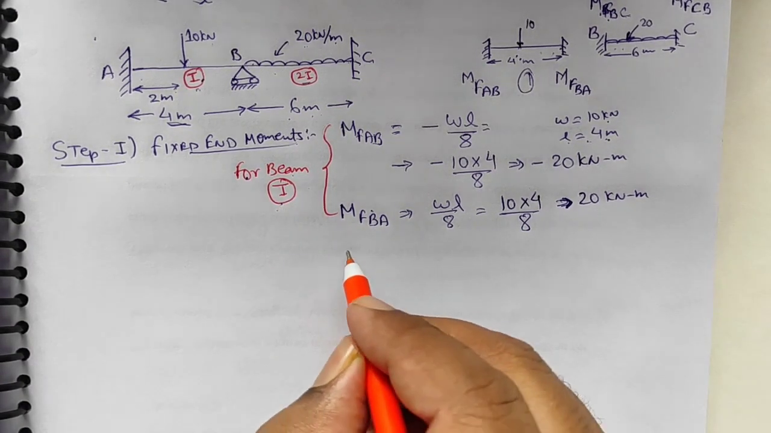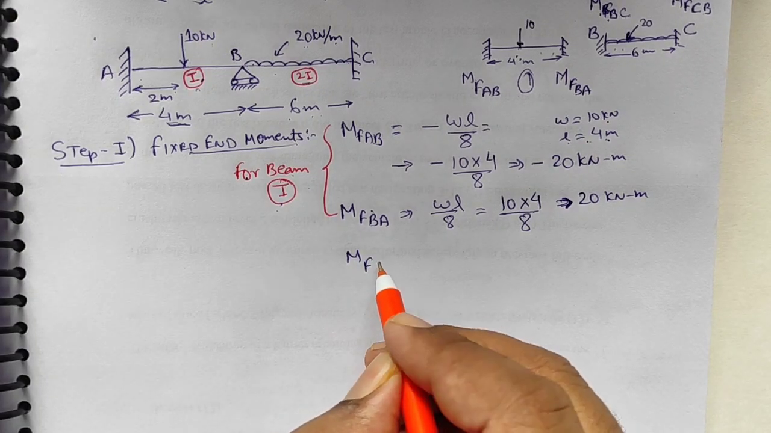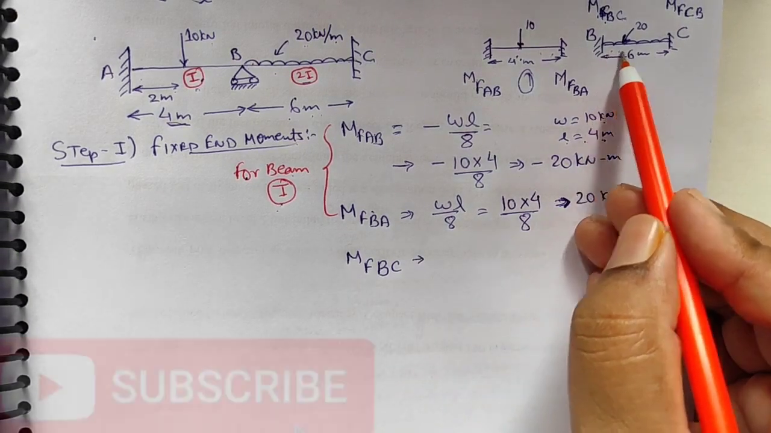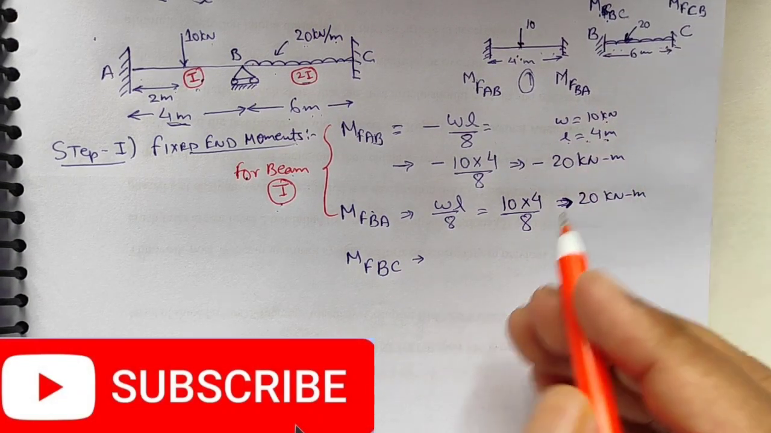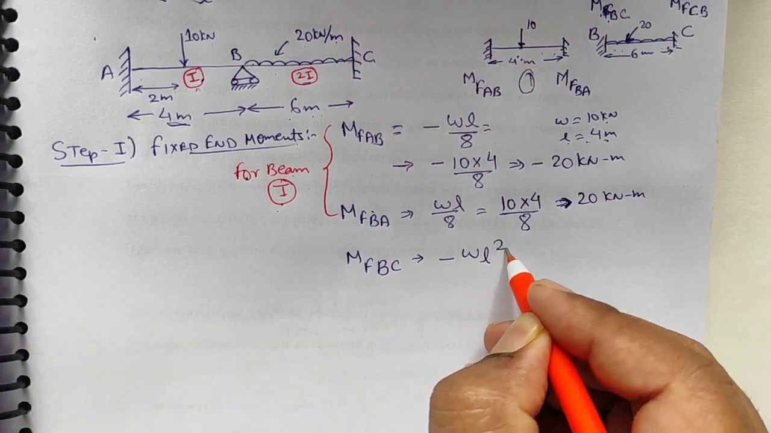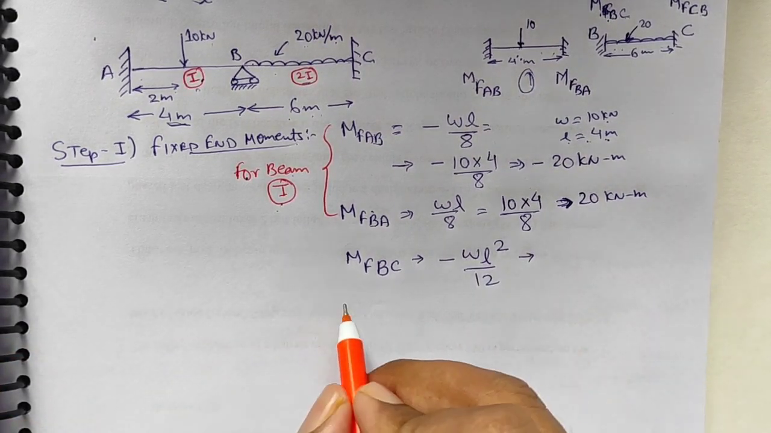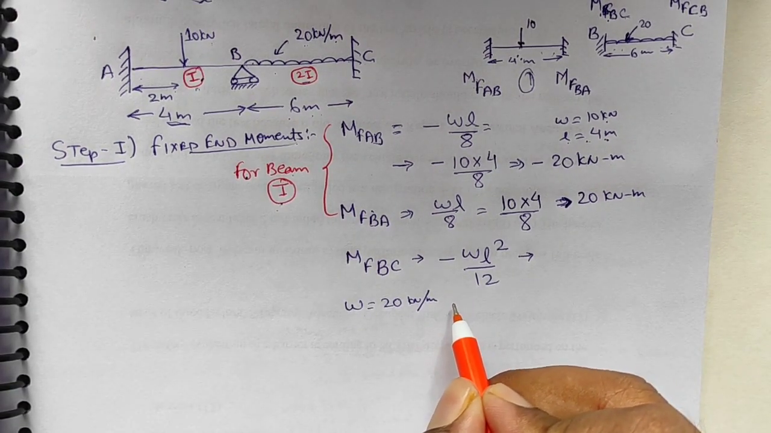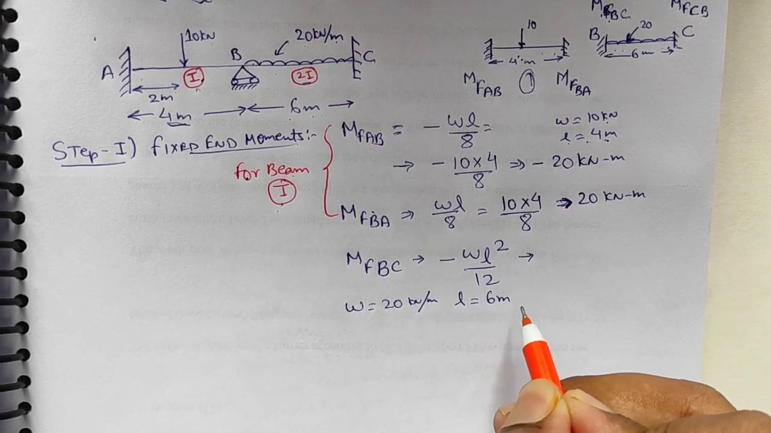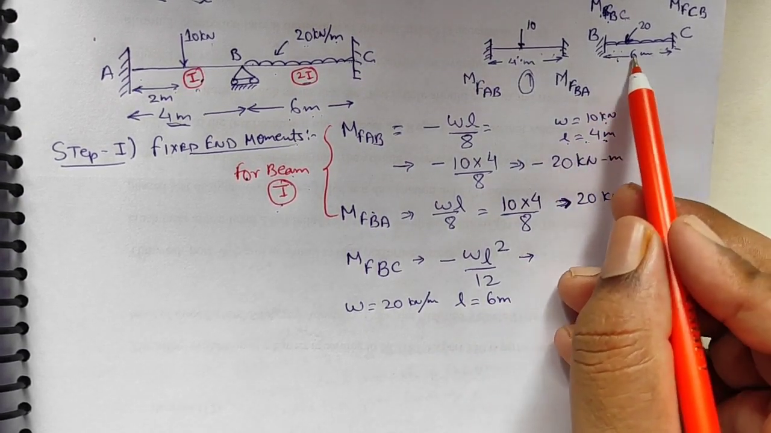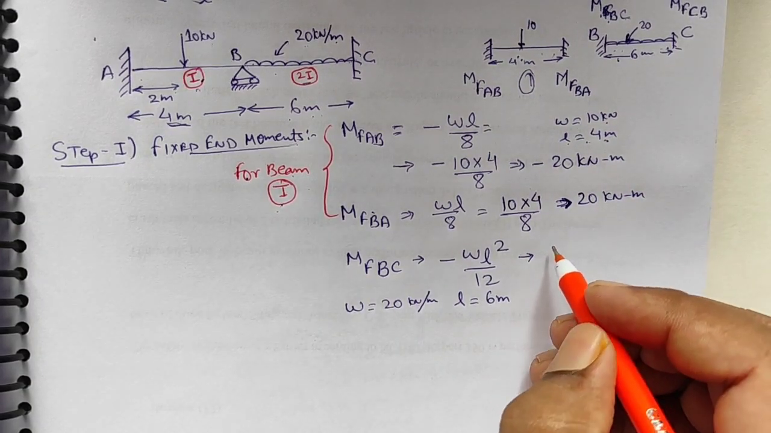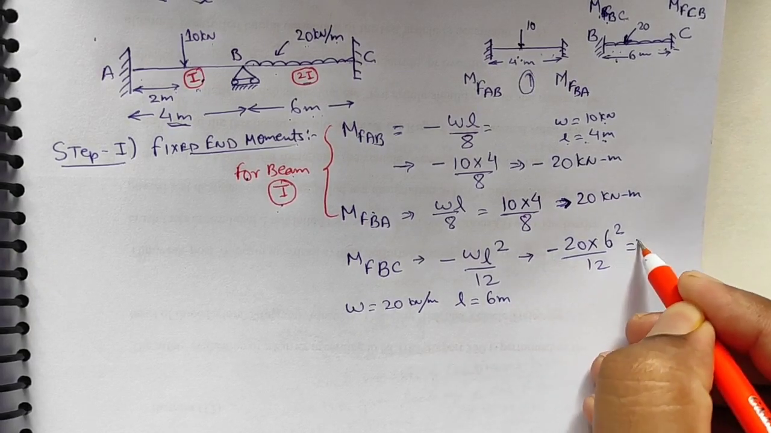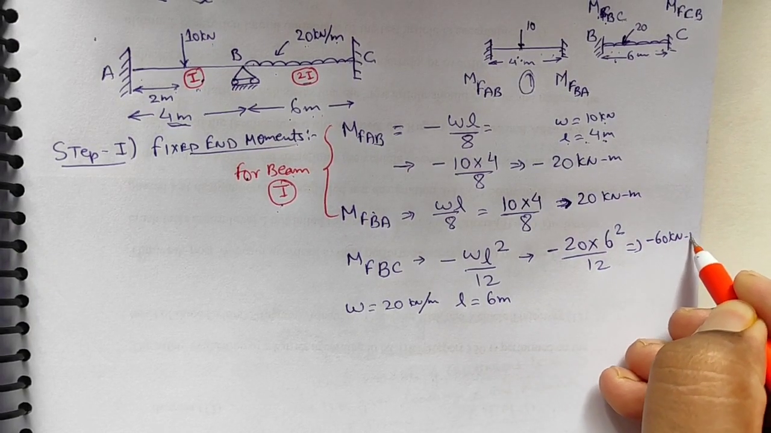Now I'll solve for beam 2, which is loaded with UDL. The first moment I'll get is MFBC. As we know it is a UDL, the value of the moment will be negative WL square upon 12. Here the value of W is 20 kilonewton per meter and the value of L is 6 meter, as shown in the figure. Now I'll put the values in the formula, that is, 20 into 6 square upon 12. I'll get negative 60 kilonewton meter.